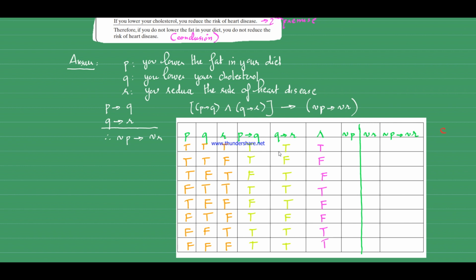true. Now negation of P, which is this one. Negation of P will be for, true, for, true. Negation of R, for, true, for, true, for, true.